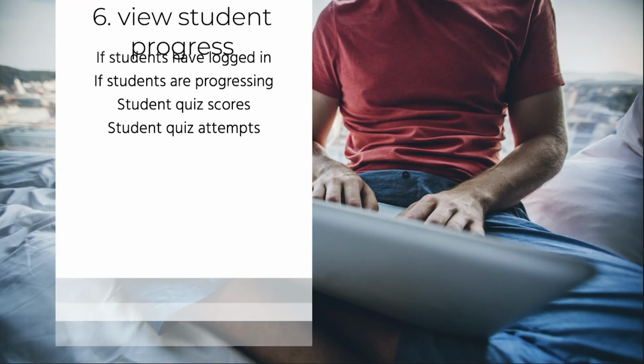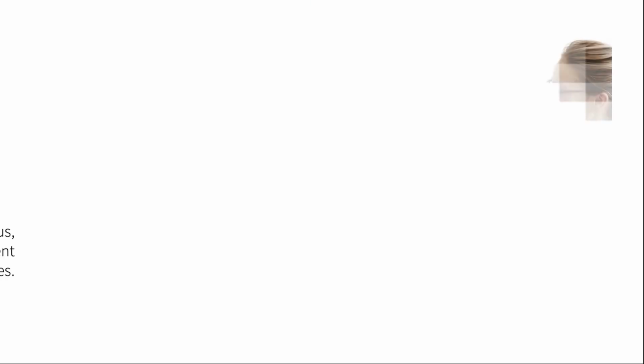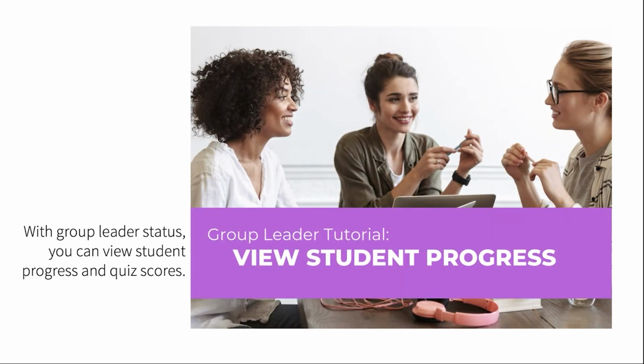So long as a teacher or other administrator is assigned as a group leader to a student textbook cohort, they'll be able to view student progress reports. They can see if students have logged in and accessed their textbooks, if students are progressing through their textbooks. They can see student quiz scores and the number of attempts students made to achieve a passing quiz score. They can even drill down if they want to and see which items the student missed. This process is described in detail in this video, View Student Progress, from the Group Leader tutorial page.